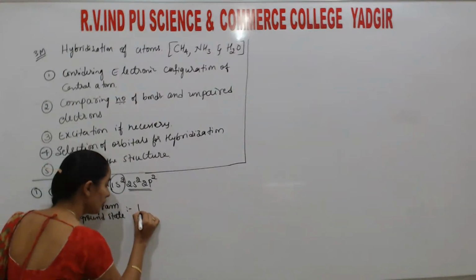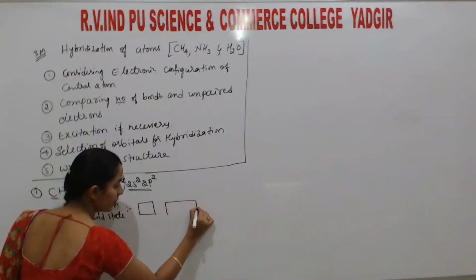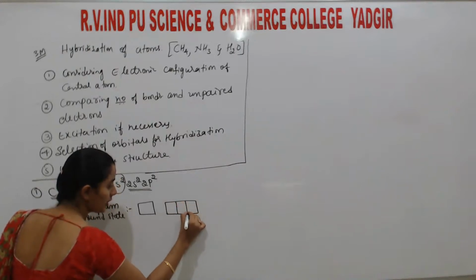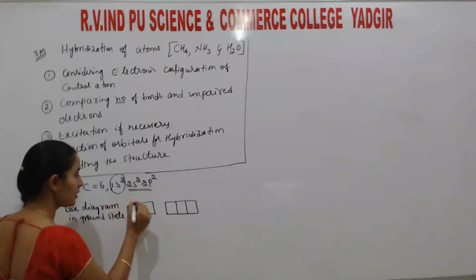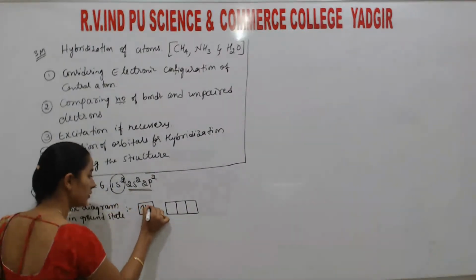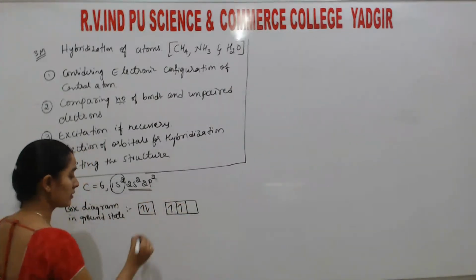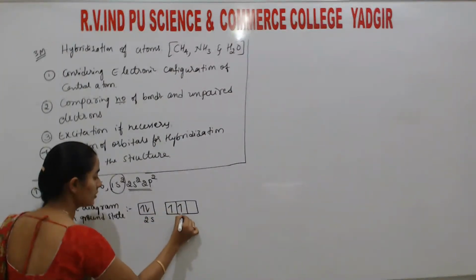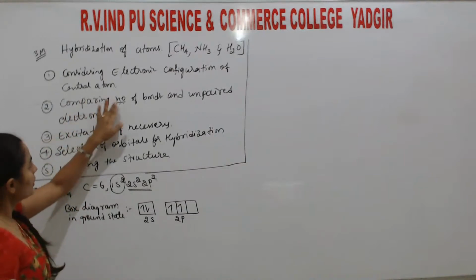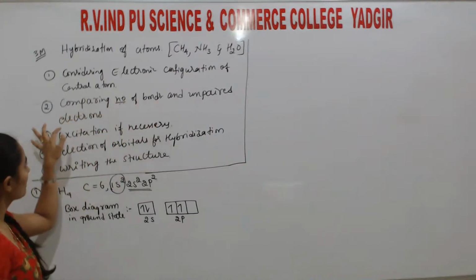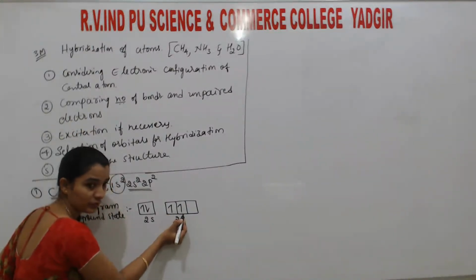Here listen, s orbital means only one because it is spherical in shape. P orbitals means three, that is Px, Py, Pz. You know how to write. So in the s orbital, two electrons are there. In the p orbital, two electrons are there. This is 2s, this is 2p. So now comparing the number of bonds and number of unpaired electrons. So students, here unpaired electrons are 2.